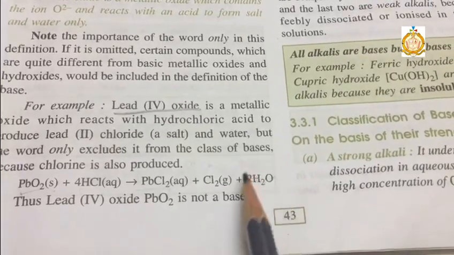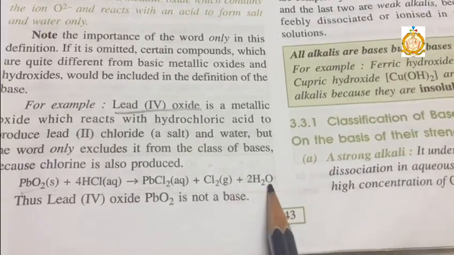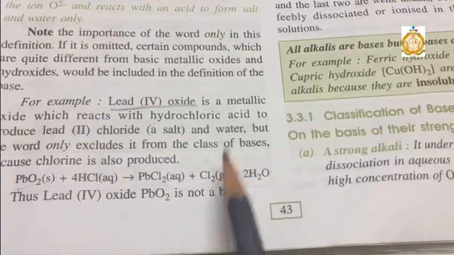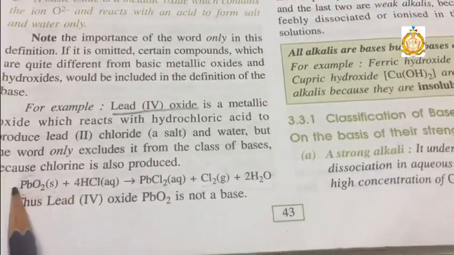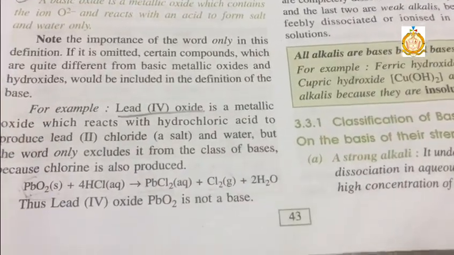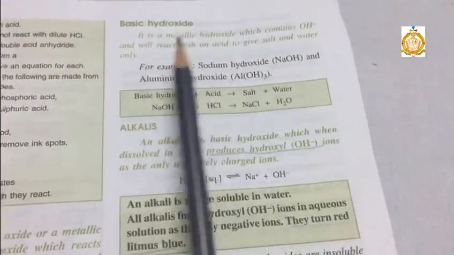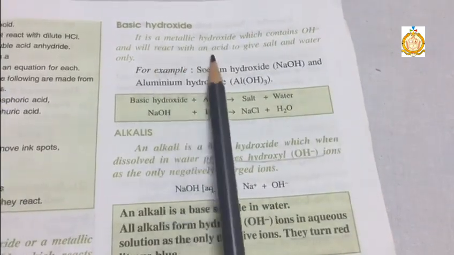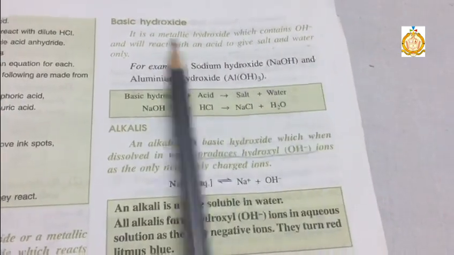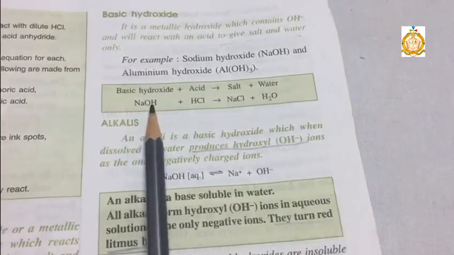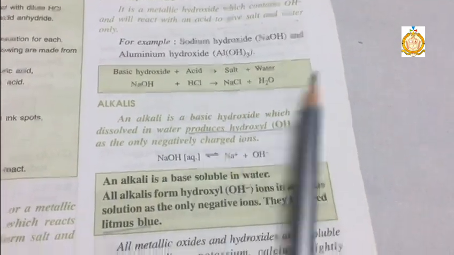Here the word only we cannot use because chlorine gas is also there. A third product is also there. So it is not a basic oxide. A basic oxide always gives salt and water only. Next one is basic hydroxide. It is a metallic hydroxide which contains OH and will react with acid to give salt and water only. Metallic hydroxide, acid, salt, water.